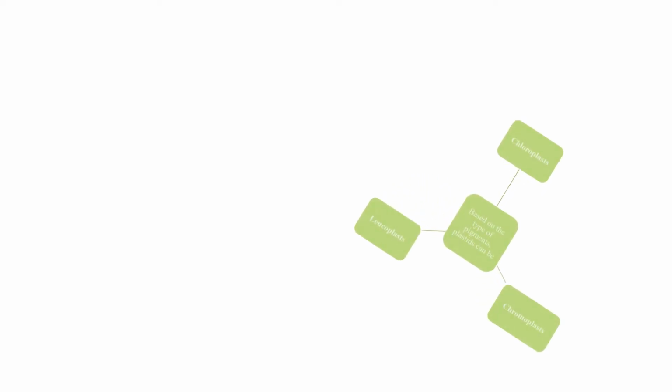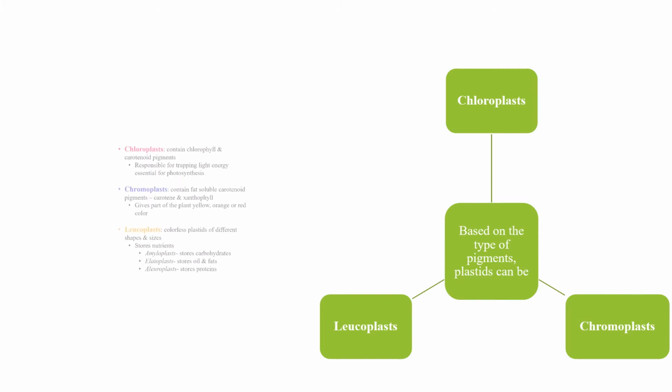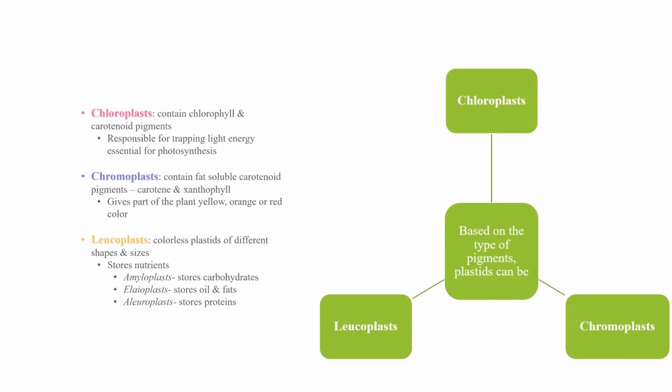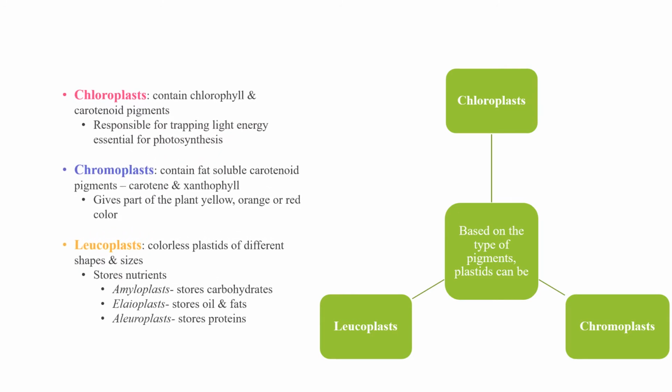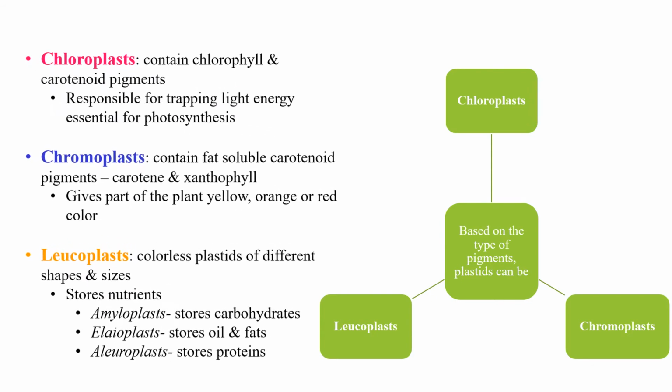Now, depending upon the type of pigments, plastids can be classified into chloroplast, chromoplast, and leucoplast. The chloroplast contains the pigments chlorophyll and carotenoid, which are responsible for trapping the light energy for the process of photosynthesis, by which the plant is able to make its own food. Chromoplasts contain fat-soluble carotenoid pigments such as carotene and xanthophyll, which are responsible for imparting color to the plants in the form of yellow, orange, or red color.